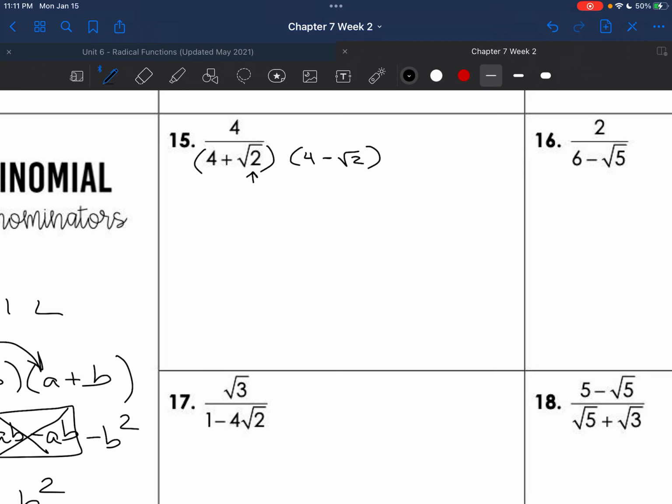Okay, so we're going to make this a binomial. Remember, this is attached with addition and subtraction, so we cannot separate these guys. You absolutely cannot go 4 on top, 4 on the bottom, oh, I'm left with 1 over square root of 2. No, that is wrong. Okay, so when they are attached by multiplication, absolutely, you could do that. These are attached by addition and subtraction, so you cannot separate these guys.